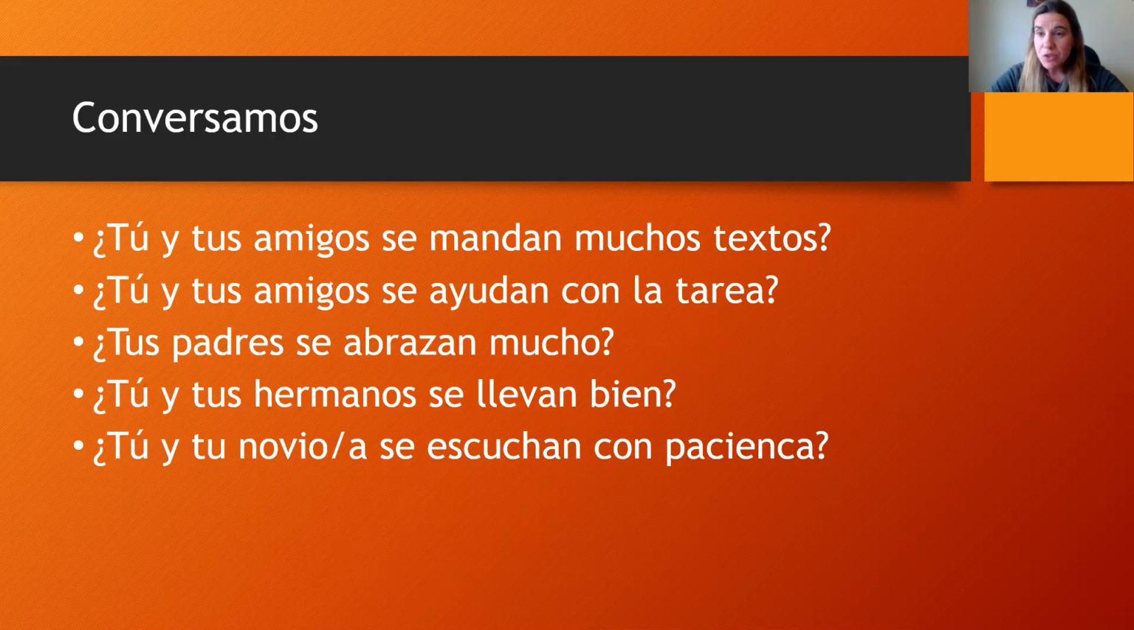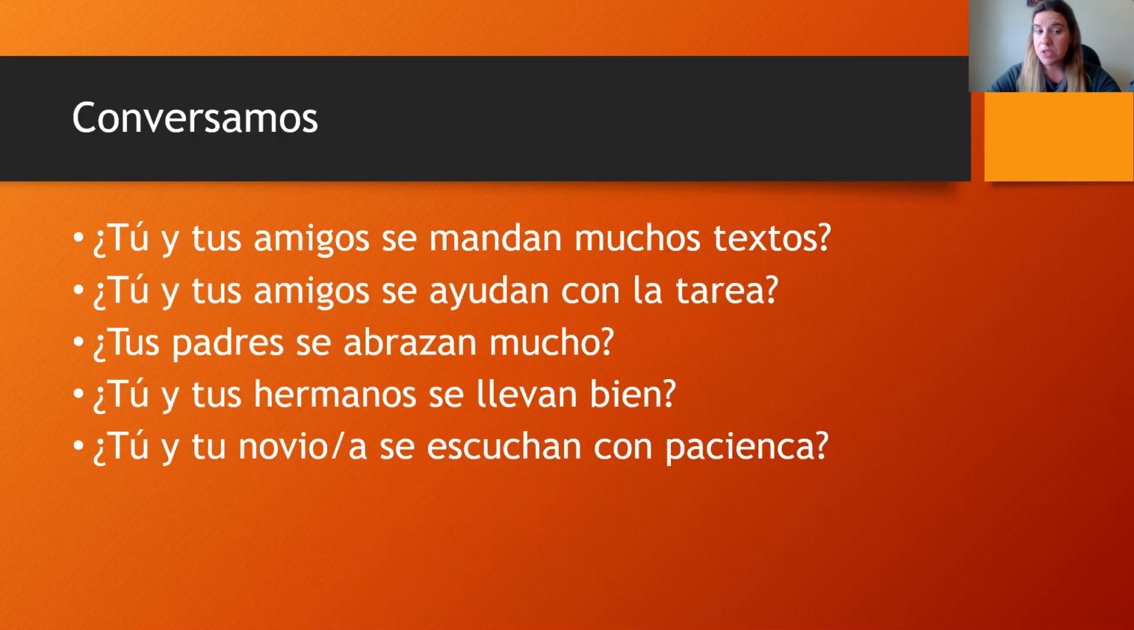So you're going to put the verb in the nosotros form. So mandar becomes mandamos, and you're going to use that reflexive pronoun nos before the verb. Nos mandamos muchos textos. If you and your friends don't send each other a lot of texts, totally fine. You can invent that. You would say, mis amigos y yo no nos mandamos muchos textos. We don't send each other many texts. Okay? So the first two are both asking about tú y tus amigos, you and your friends. So you're going to answer both of the first two questions in the nosotros form.